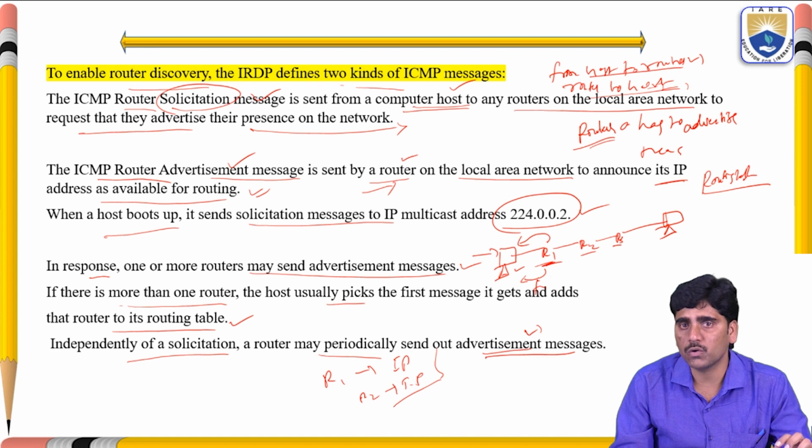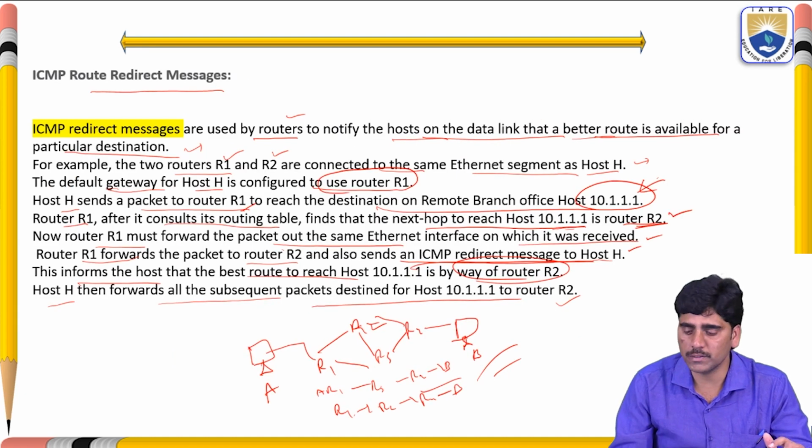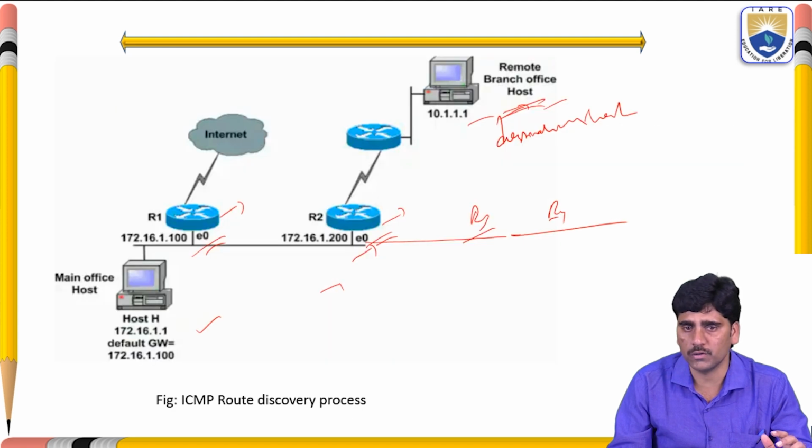To enable router discovery, IRDP defines two kinds of messages: the ICMP router solicitation message and the ICMP router advertisement message. Here we can see that all the hosts communicate with these routers by sending their solicitation messages as well as router advertisement messages. By doing this, router discovery of the target is taken by the systems. And with the route redirect message, all the routers have to notify the hosts of the best route across the network for the data transmission. That is the way we can understand ICMP router discovery messages.